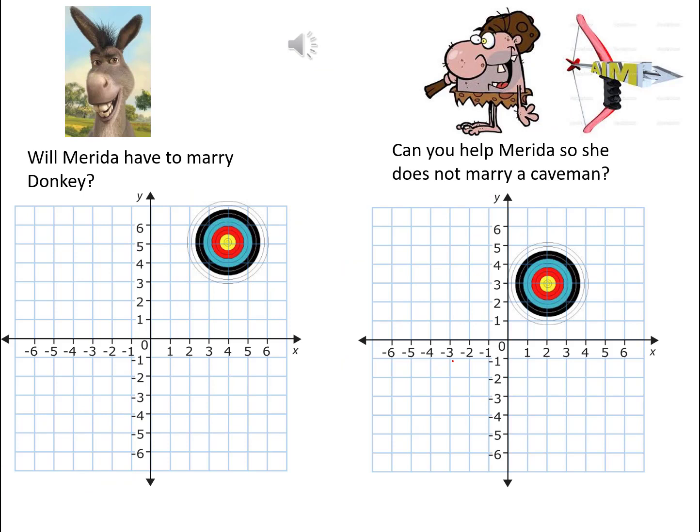Will Merida have to marry Donkey? Well, if you get it wrong, she will, but at least Donkey's kind of funny.